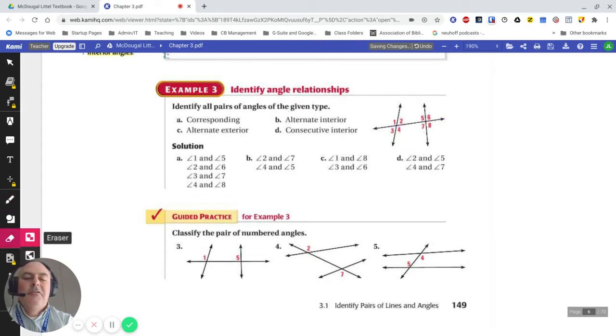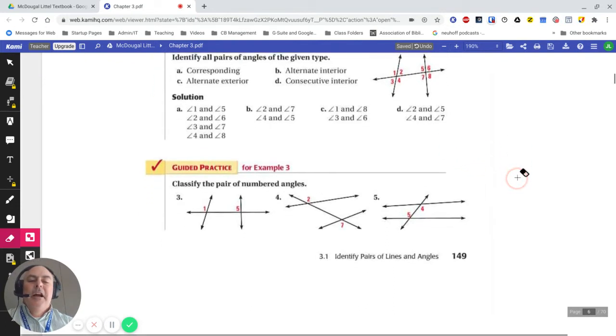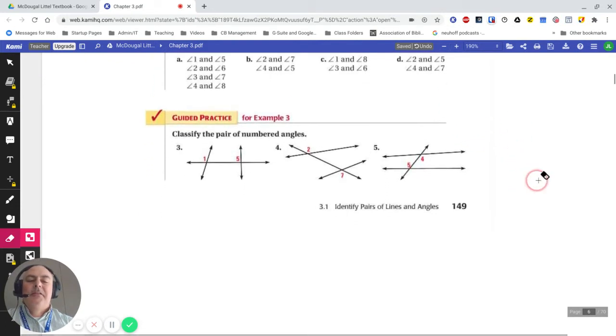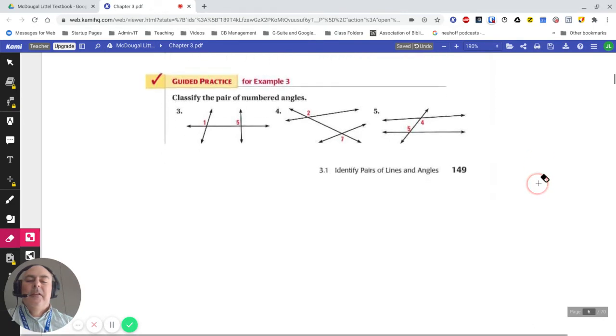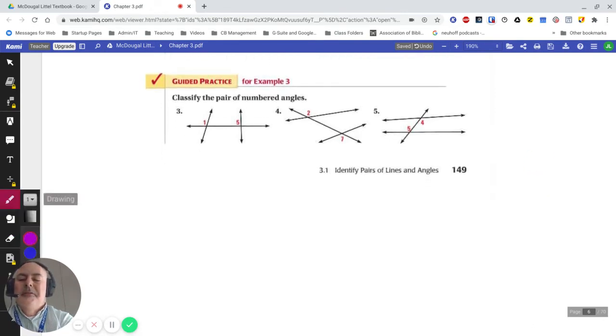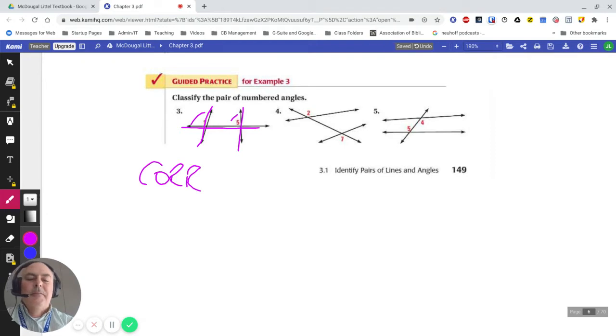And so I can use my definitions from before to identify the names of each of these types of angles. Let's take a look at some of the examples here. Two lines, the angle is on the same side of those lines, the same side of the transversal. So in this case, I'm going to have two corresponding angles.